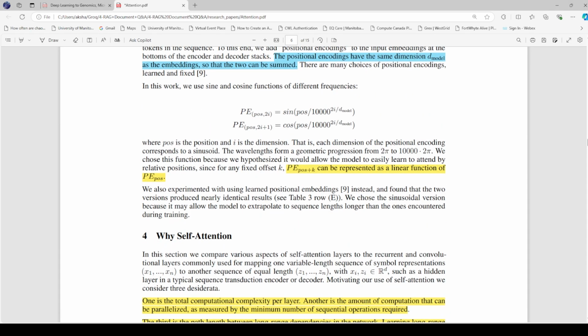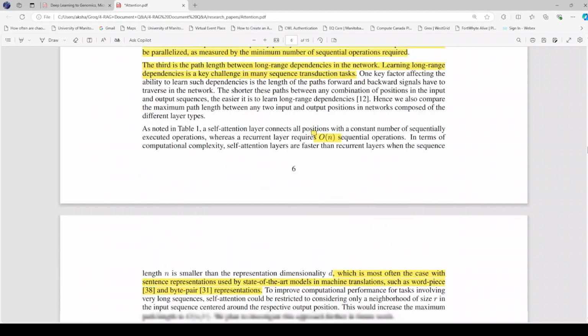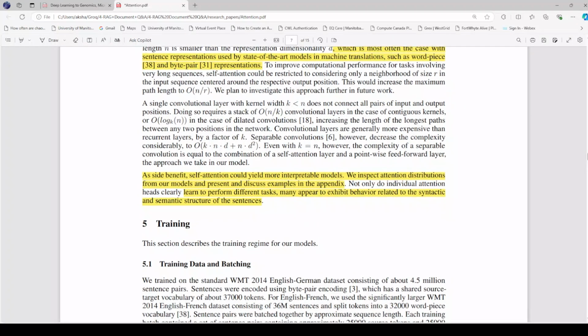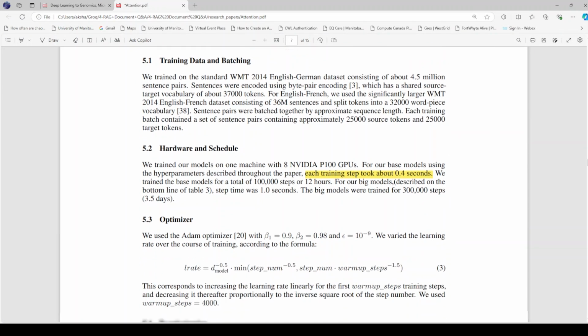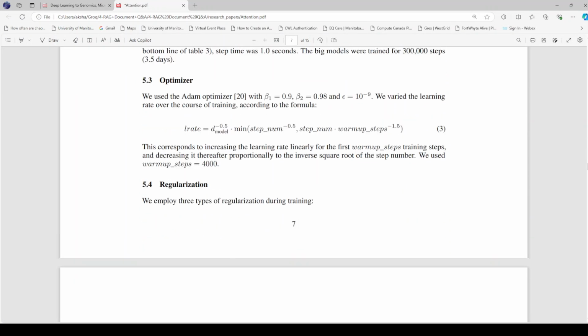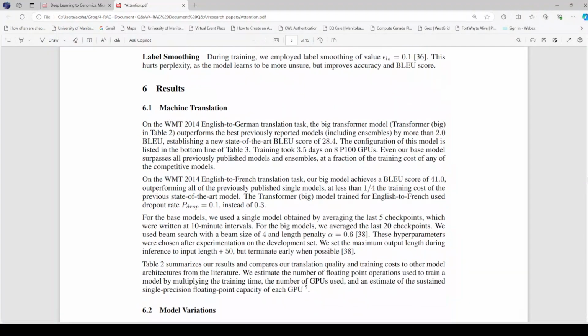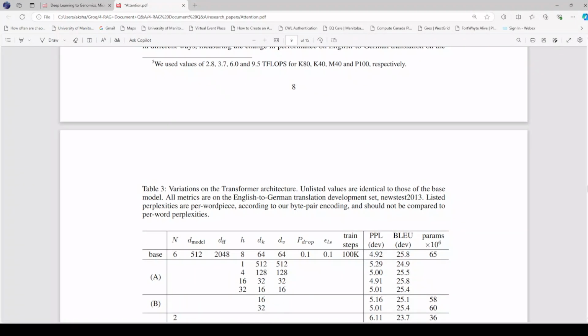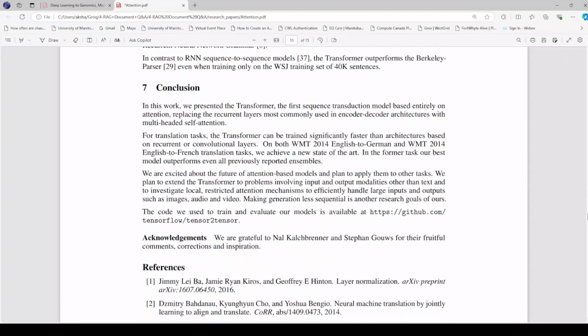And so they have some reasons for why self-attention is needed. And then they describe the training process, the hardware and the optimizer that they used, regularization, and the results. And a little bit more, right?